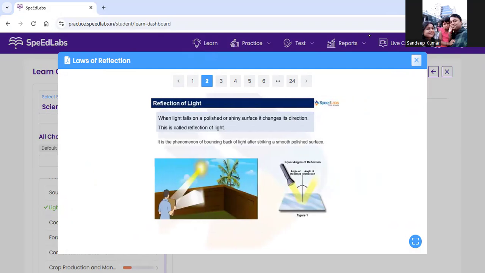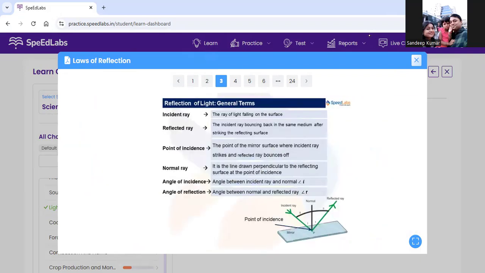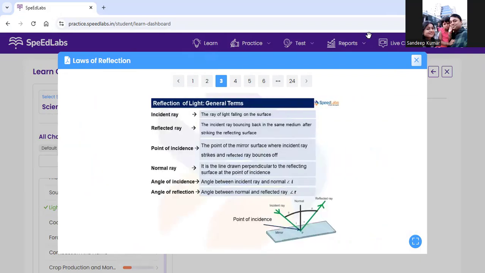Next concept. What is reflection of light? See, reflection of light is nothing but the bouncing back of a light ray when it falls on a solid surface. You see, this torch, light is falling on this surface, it is bouncing back. This phenomenon of bouncing back of a light ray after striking a solid surface is called reflection of light. Okay, so when light falls on a polished or shiny surface, it changes its direction. This is called reflection of light. Okay, it is a phenomenon of bouncing back of light after striking a smooth polished surface. Get clear?